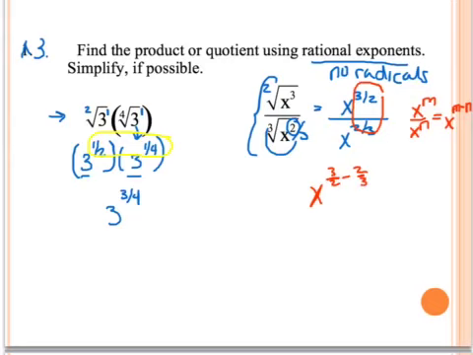And for that one, I'm going to need common denominators, which would both be 6. 3/2 would be 9/6. 2/3 in terms of 6 would be 4/6. So 9/6 minus 4/6 is x to the 5/6 power. And that's my answer.